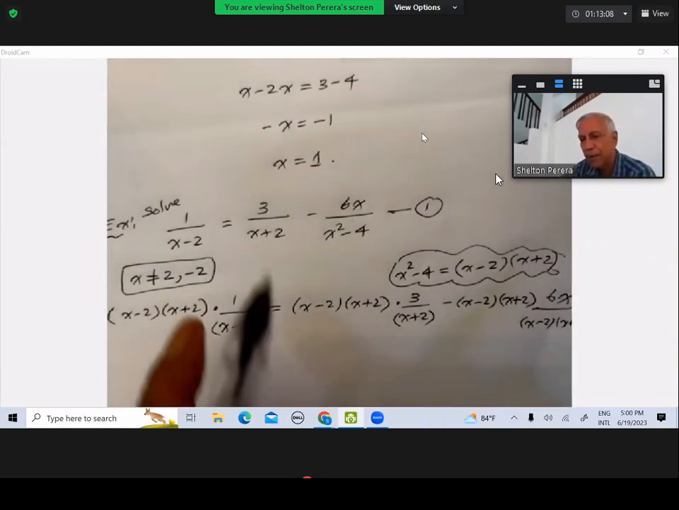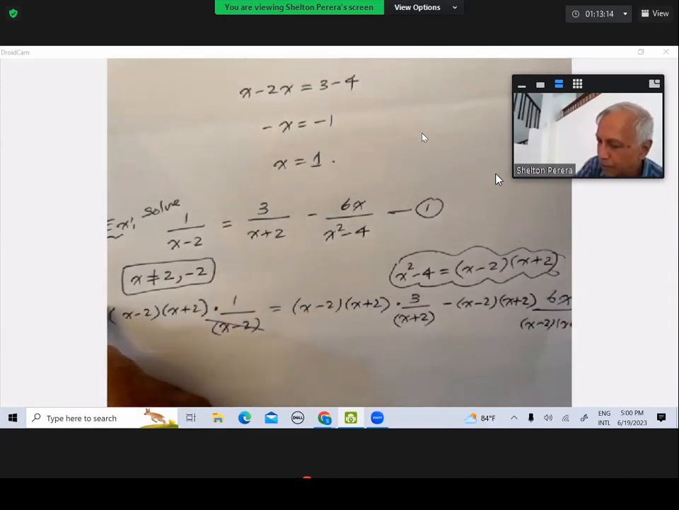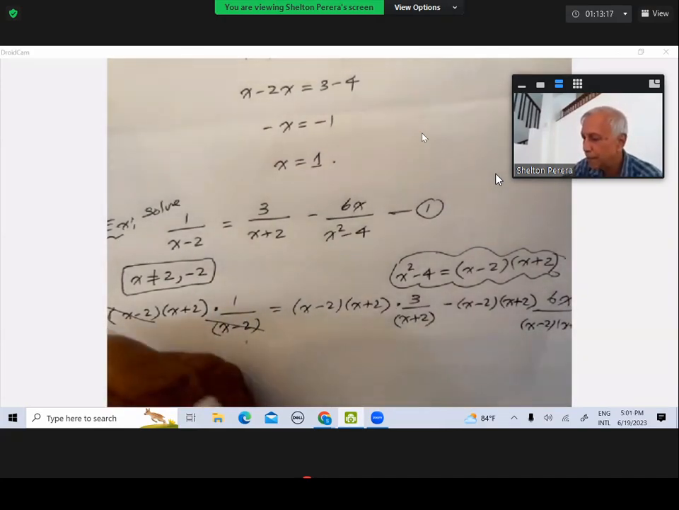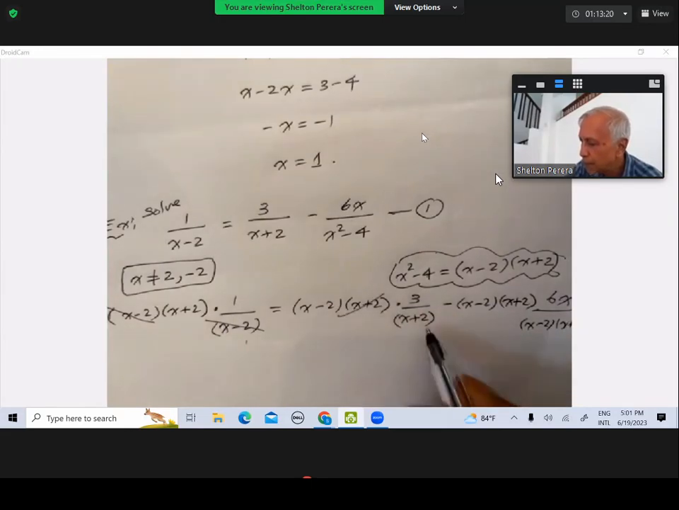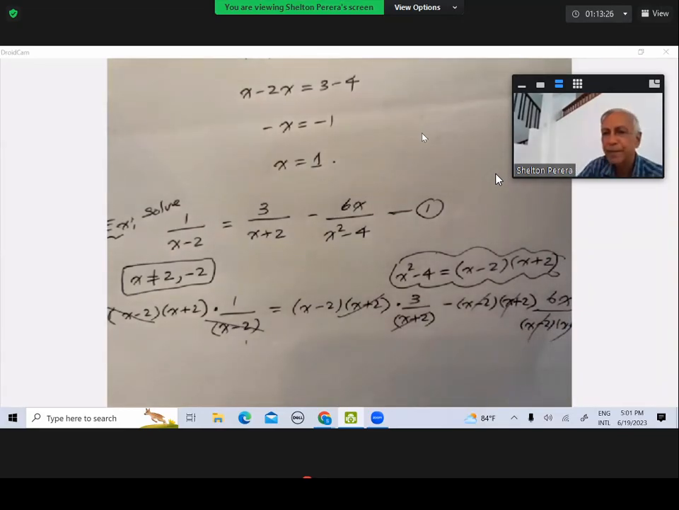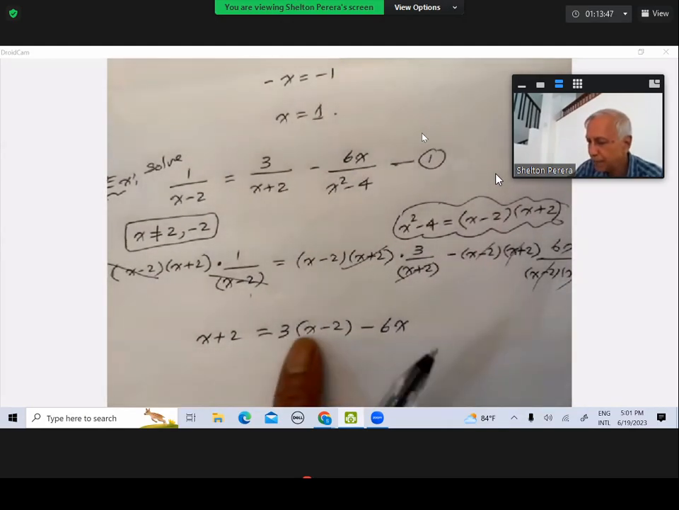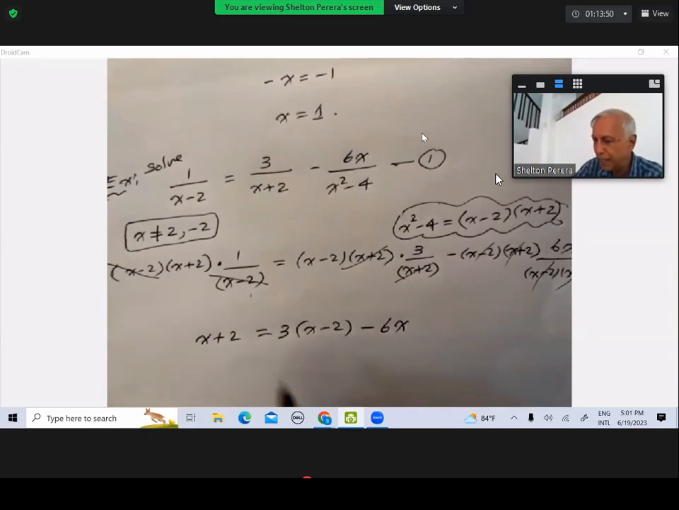So let us see what happens after we simplify this. X minus 2 cancels, 1, 1. Here, x plus 2 cancels. Here, this and this cancel with this and that. What is left? From the left hand side, we will have x plus 2 equals the right hand side, 3 times x minus 2 minus 6x. That's all. That is a linear equation. Only x terms with constants are there as variable terms.